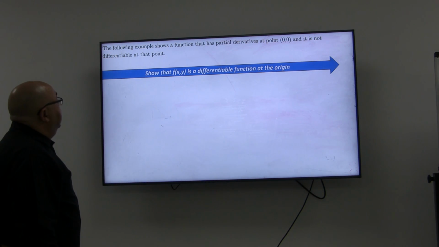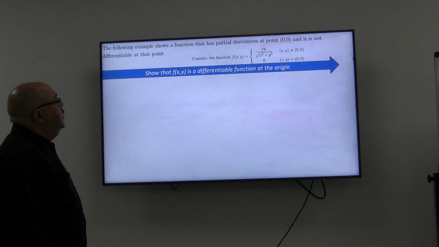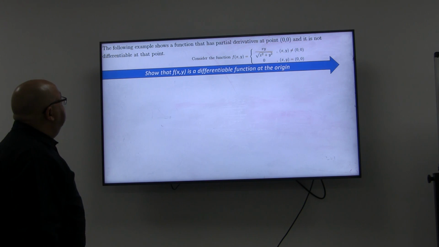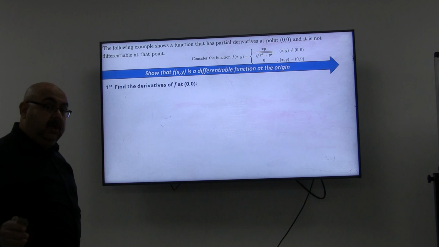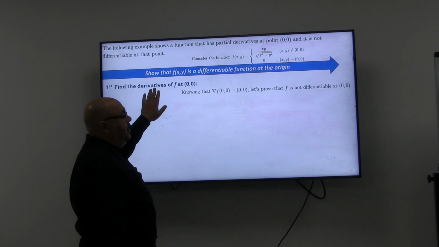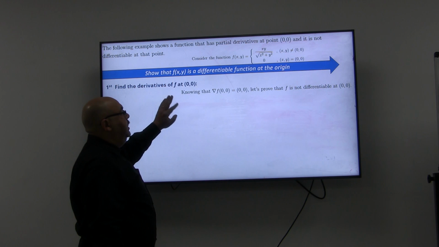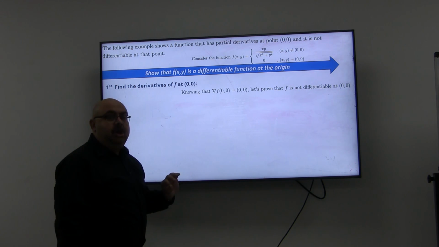So here, the following example shows a function that has partial derivatives at the origin, xy divided by the root of x squared plus y squared, and it's not differentiable at that point. Let's test this. All I have to do is do the steps exactly the same. So finding the partial derivatives at the origin, partial f partial x and partial f partial y. And for this function also, it's going to be really very simple.